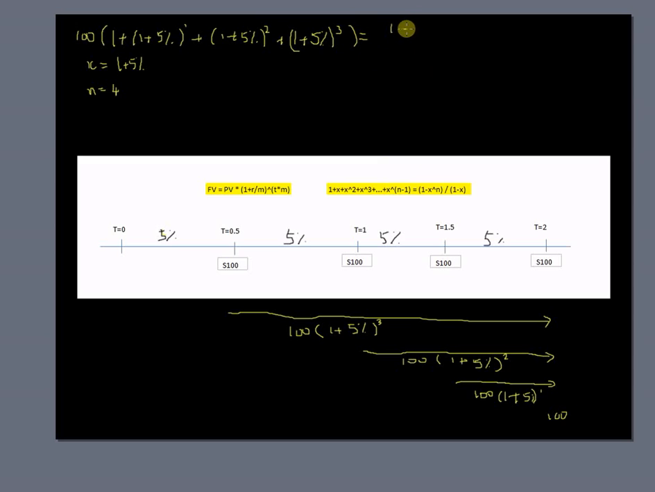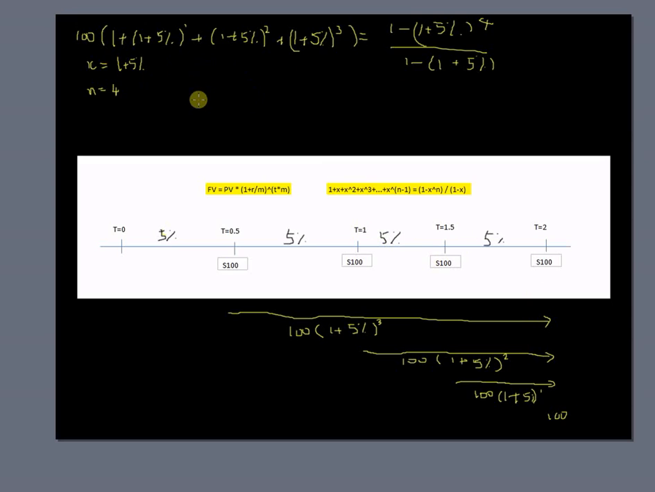Okay, so using this formula, we can easily simplify it into 1 minus 1 plus 5% to the power of n, to the power of 4, divided by 1 minus 1 plus 5%. Okay, so just simply press the calculator and get the amount that you expect at the end of 2 years. Okay, so this is quite simple, and let me simplify this formula into an expression.